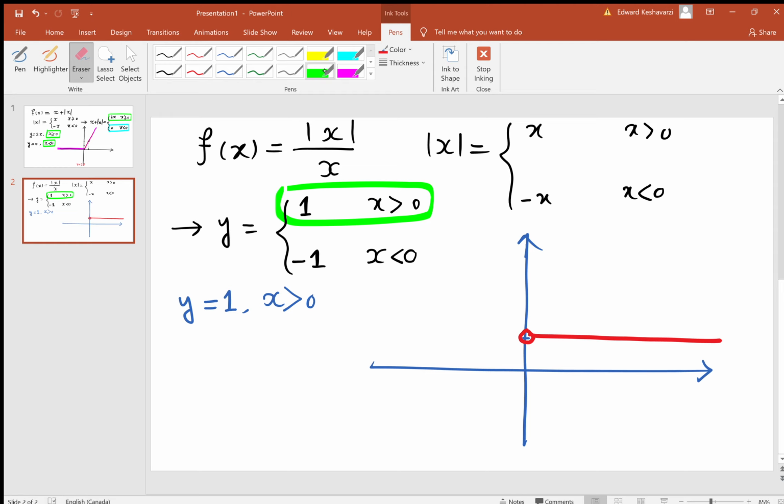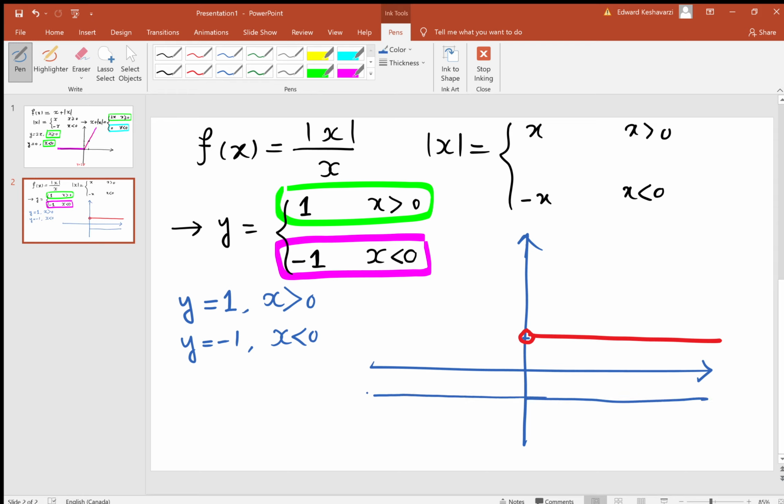Now, if you look at the second row, what you see is y equals -1, which is another horizontal line. And we keep the part of this line which is in the third or second quadrant. So y equals -1 is this line, and when x is less than 0, we keep this portion. Now I'm going to erase this one, and what remains is the graph of absolute value of x over x.